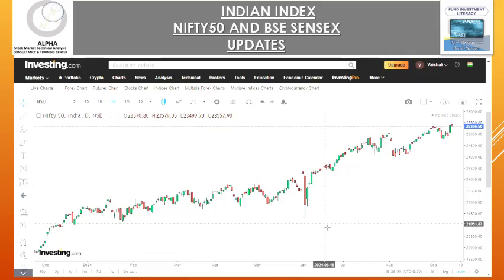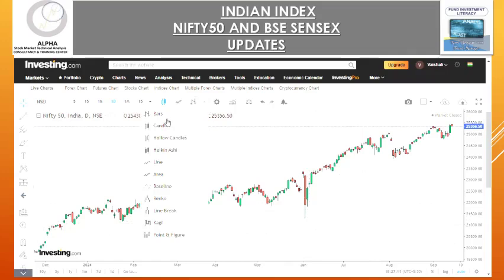So let's do it. Here are some tools which I will be using, and this is the price movement that happened. Like I said, this is the candlestick type of chart. You can always change it from here to bars, line or area. There are many more, but I prefer the candles.